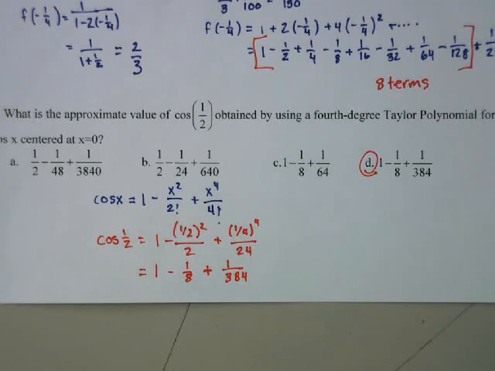Okay, so that is the alternating series bound. Next, we're going to talk about the Lagrange error bound.